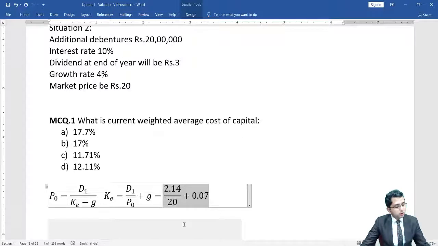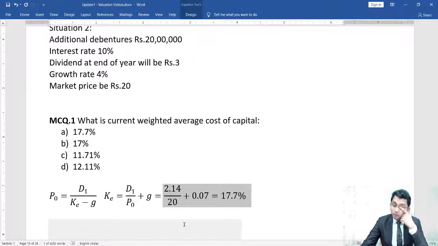So when I solve it, 2.14 divided by 20 plus 0.07, I'll get it equal to 0.177. 0.177 is the same as 17.7%. So this is the existing cost of equity. Mind it, it is not weighted average cost of capital. It is cost of equity calculation by reversing the Gordon's model formula.